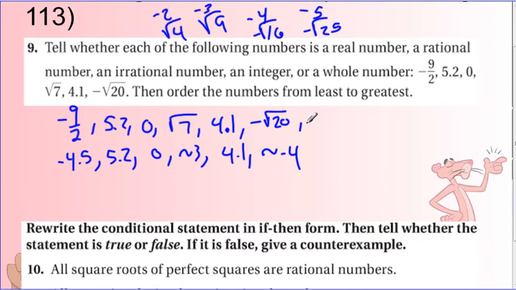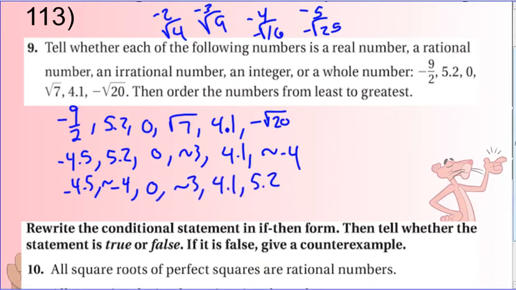So I changed them all to decimals. I'm going to put them in order. Let's see. The most negative would be negative 4.5, followed by about negative 4. Now we're at 0, and then positives would be about 3, 4.1, 5.2. So decimals, put them in order, put it back in the original form.